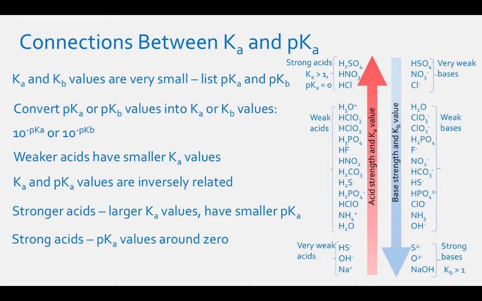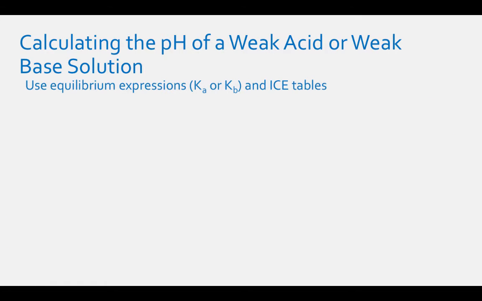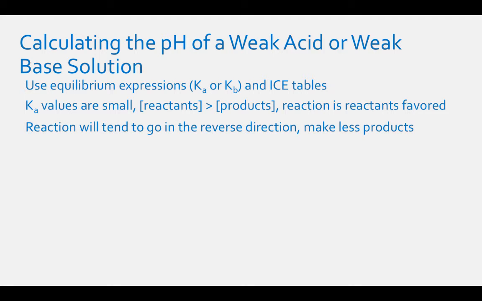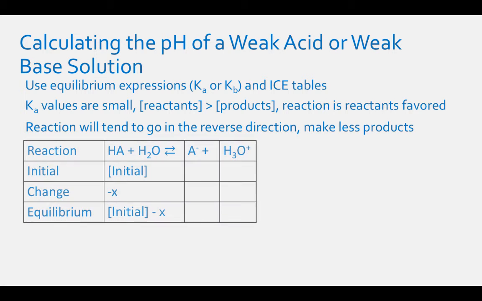To calculate the pH of a weak acid or weak base solution, we will need to utilize equilibrium expressions and ICE tables. Since the values of Ka are so small, the concentration of reactants is greater than the concentration of products, and we say that the reaction is reactants favored. This means that the reaction will tend to go in the reverse direction, and it will create fewer products. Since our reaction isn't creating many products, we can assume that the change in concentration is small as well. We can therefore ignore it when we subtract it from our initial concentrations, and just use our beginning concentrations as the concentrations of the reactants.